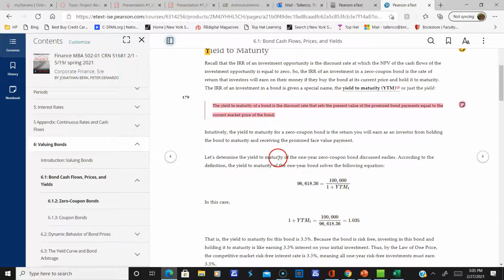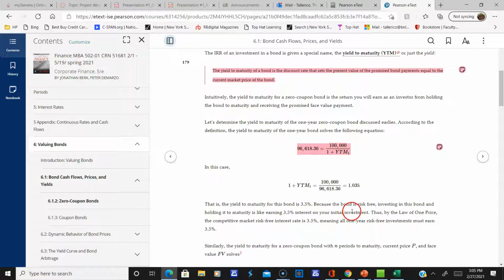All right, so here's the equation for a yield to maturity of a 1-year zero coupon bond. Here's the price you paid. Here is what its face value is going to be, 100,000, and you solve for YTM, and it comes out to 1.035%. And this is a treasury, so it's risk-free. Treasuries are considered risk-free because the government will always pay you your money back, no matter how messed up things get.